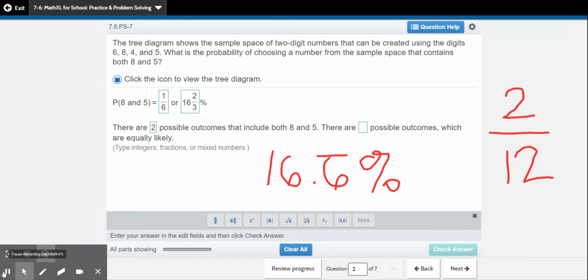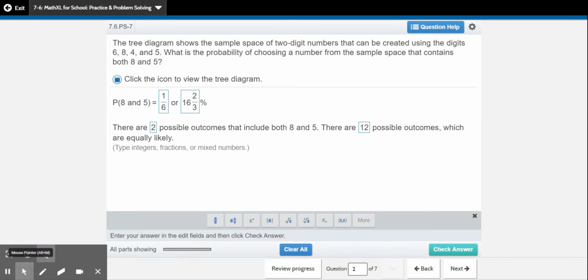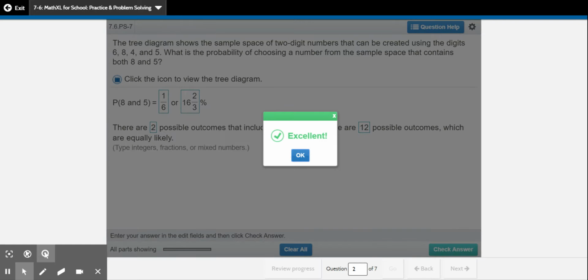All right, so there are 2 possible outcomes that include both 8 and 5. And there are 12 possible outcomes which are equally likely. So let's check our work. Nice job.